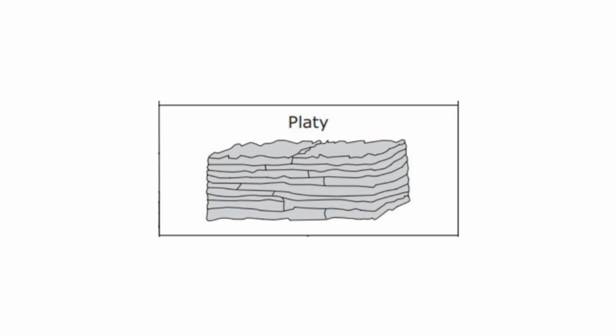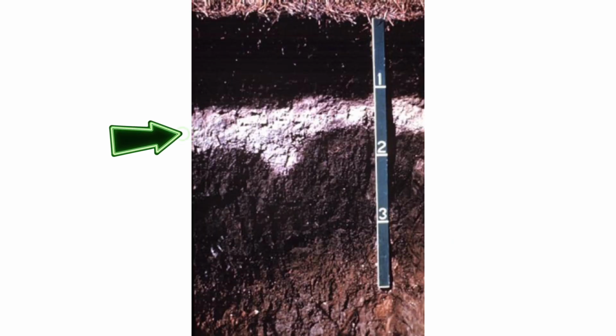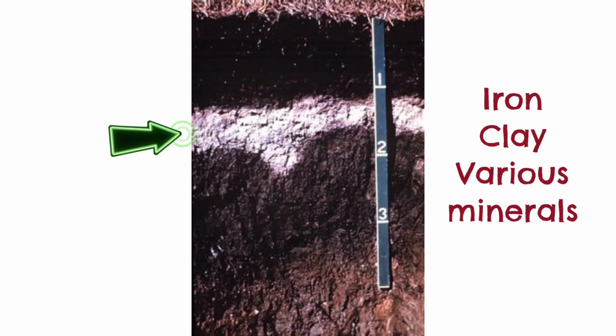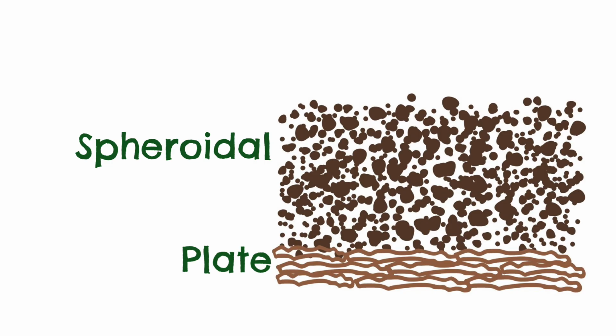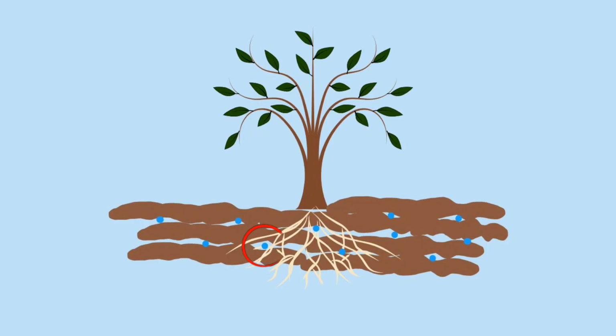Plate-like are shaped like flat plates. These are mostly found in the E horizon, which is the horizon that looks white because it's been leached of iron, clay, or other minerals. It's deeper than spheroidal soils, which is one of the reasons why it has a flat, compressed shape. Plate-like is hard to grow in because the air and water pockets that roots need are between the plates, so roots will have to grow through them rather than around the aggregates.